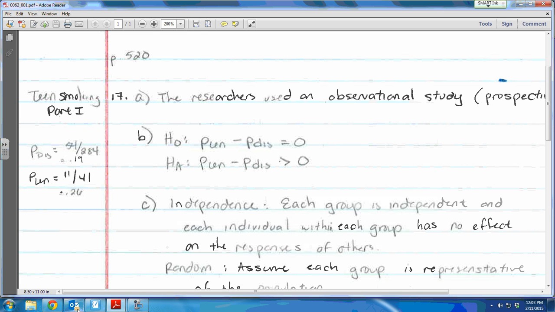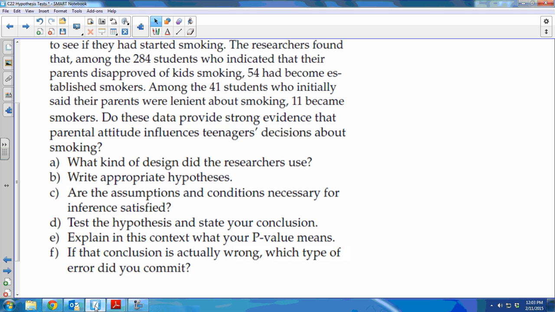All right. Part C. Are the assumptions and conditions necessary for inference satisfied? So, first thing we need to talk about is independent groups, so that we don't forget. Should the group of kids whose parents are disapproving affect the group of kids whose parents are lenient? No. So those groups are independent. They're not saying they all come from the same school and they're all friends or anything. They just said a group of kids. Okay? So the groups should be independent of each other.